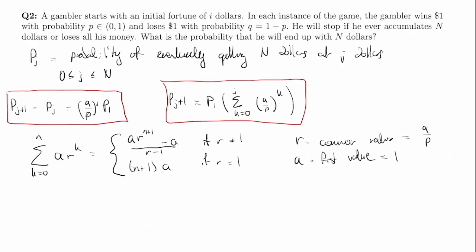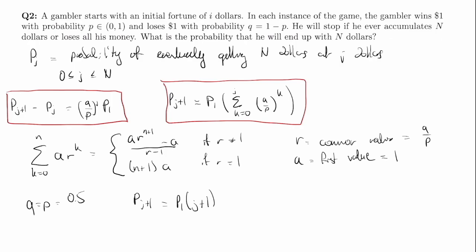So now we can actually split up our solution into two cases. One is where the ratio is 1, which means that q is equal to p, which means that they both have to be 0.5. So kind of the gambler's chances of winning and losing are the same. In this case, using the formula above that we calculated, we can see that P_{j+1} is equal to P1 times the sum, which will just be n plus 1, or well, in this case, n is j, so this would just be j plus 1. And then since a is just 1, it's just P1 times (j plus 1).